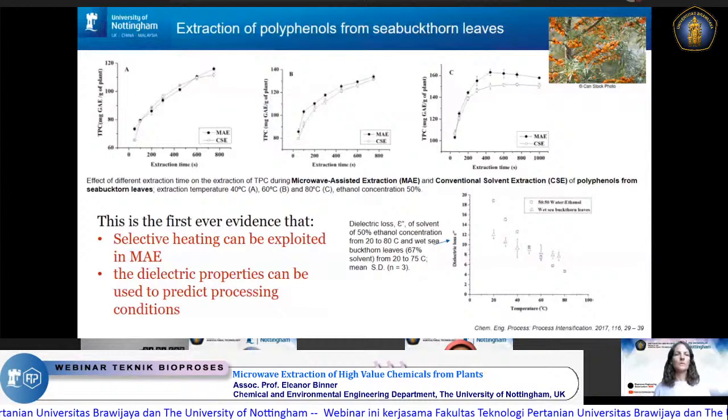So what we've shown is, if you just look at, to start with, what the project was: sea buckthorn leaves. The reason we worked on these is because we had a student come from Romania, and a local farmer was farming sea buckthorn berries, and he wanted to see if there was anything useful he could do with the waste, which was the leaves. So she came to us because she wanted to do some microwave-assisted extraction experiments on these.